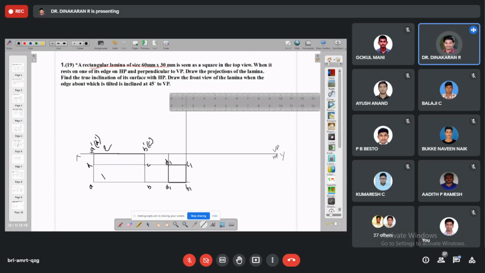Our tilt is with respect to A dash or B dash? We need to tilt the inclination. We want to find whether A dash is the center point or B dash is the center point. A dash. So for that only I am drawing A dash and B dash. After that, measure it. How much is there from A dash to B dash? Measure it.